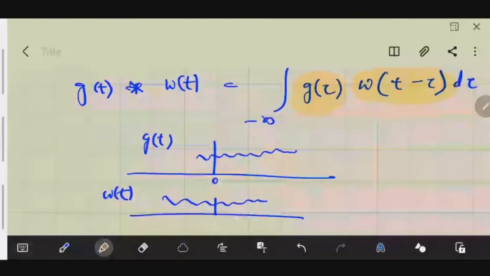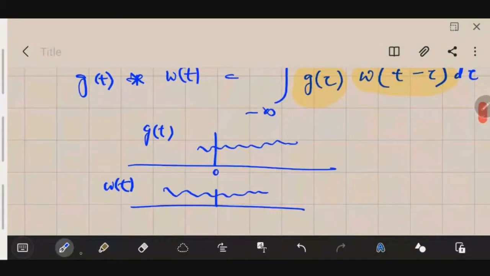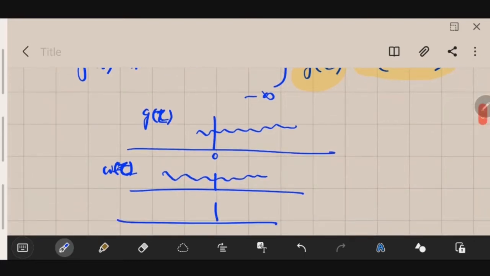So when you are finding g of tau, this will be as it is, and the other one will be w of minus tau. If it is minus tau, then it will just be the mirror image of it. Whatever this signal was like this, the mirror image will be like this. Once you have the mirror image, you shift it towards the left as well as right. These are the positions to which you will be shifting. I am showing it in dotted lines.